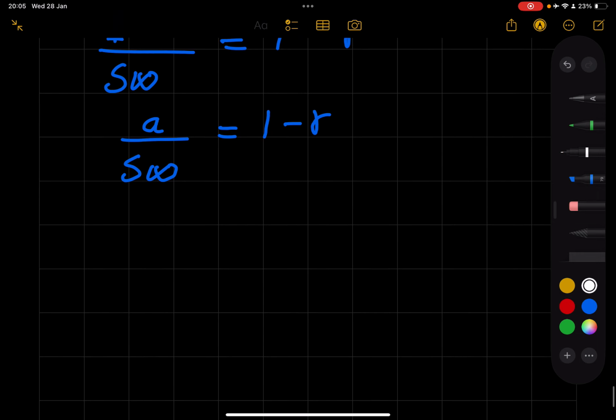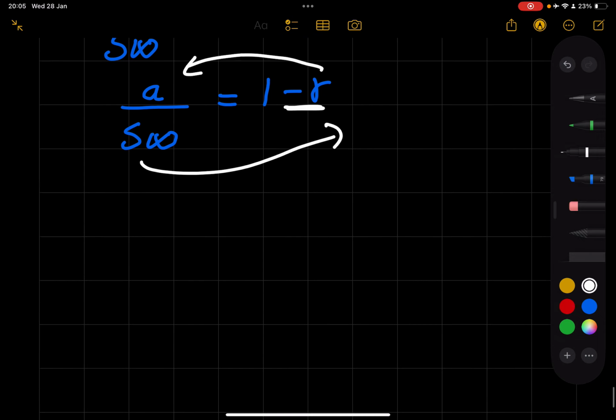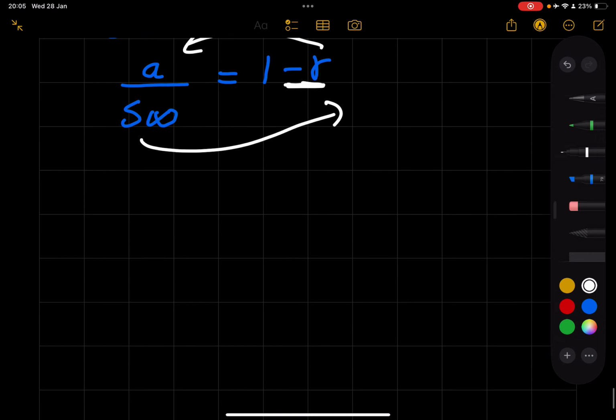And then you're going to have, let's do this actually. You see, what you're solving for is minus r. So I'm going to bring it to this side, which means this guy must go that side. So the minus r will become positive r equals to 1 minus a over sum to infinity.